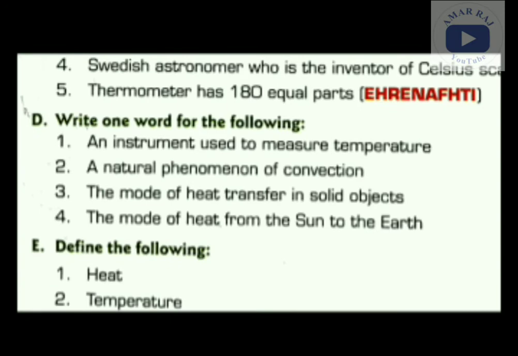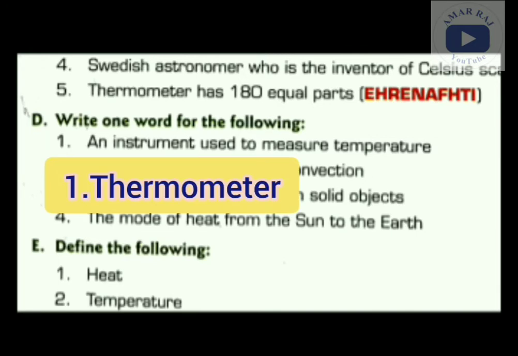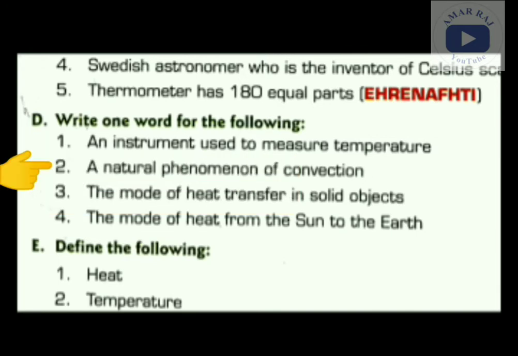Now see questions 1 to 4 of section D. Write one word for the following. An instrument used to measure temperature. Obviously it is thermometer. Second question, a natural phenomenon of convection. Convection results in the formation of wind, which is a natural phenomenon. You can write land breeze, or you can write sea breeze. Any one you can write. Let us write the answer as land breeze.